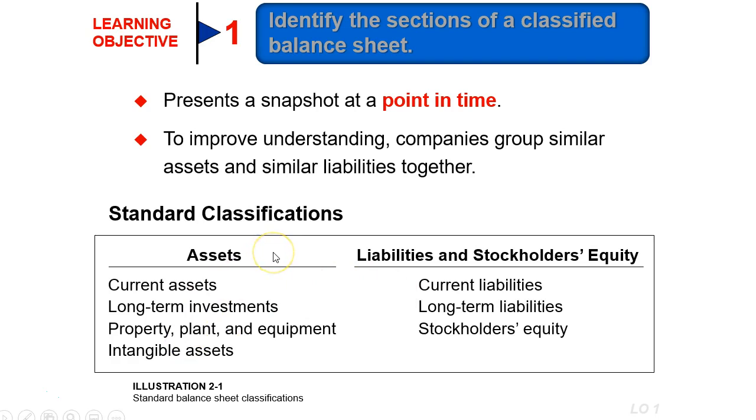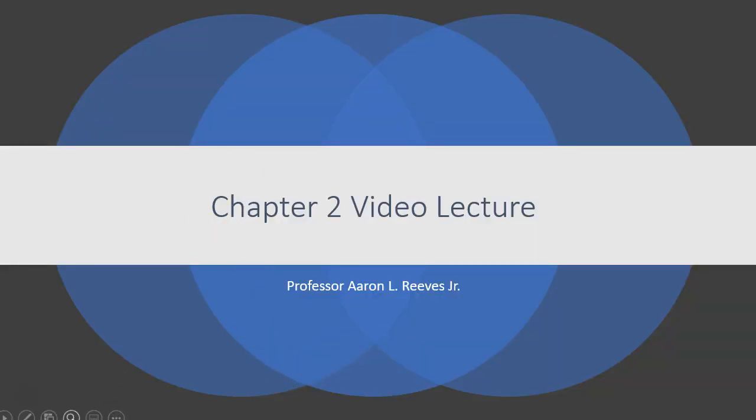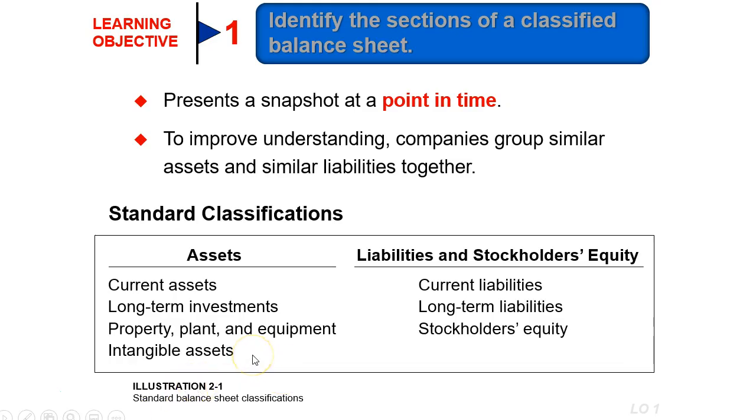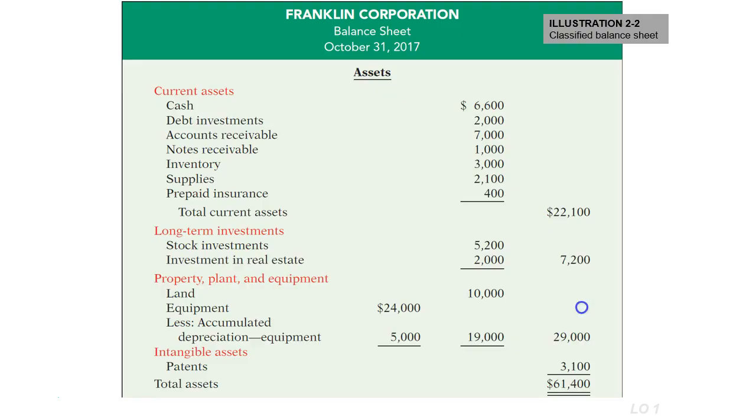So now with the assets, we have what's known as current assets, long-term investments, property, plant, and equipment assets, as well as intangible assets. Your job is to understand the definition and meaning of these different categories and know which type of assets fall under these different classifications. For the liabilities, we have current liabilities and we have long-term liabilities. You must know the difference between current liabilities compared to long-term.